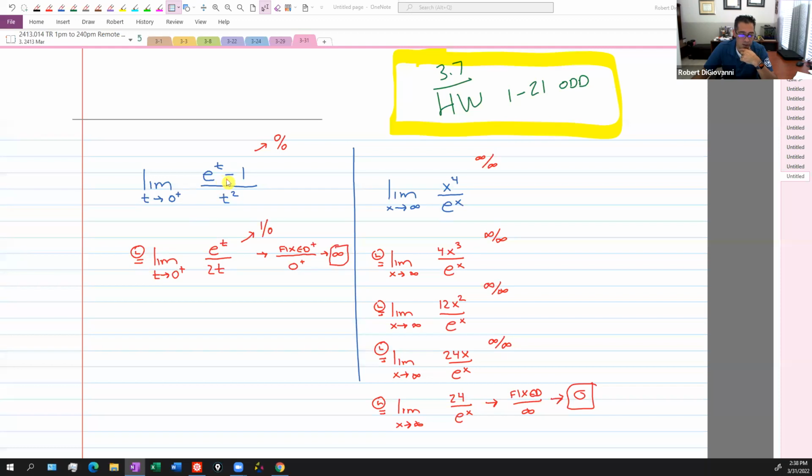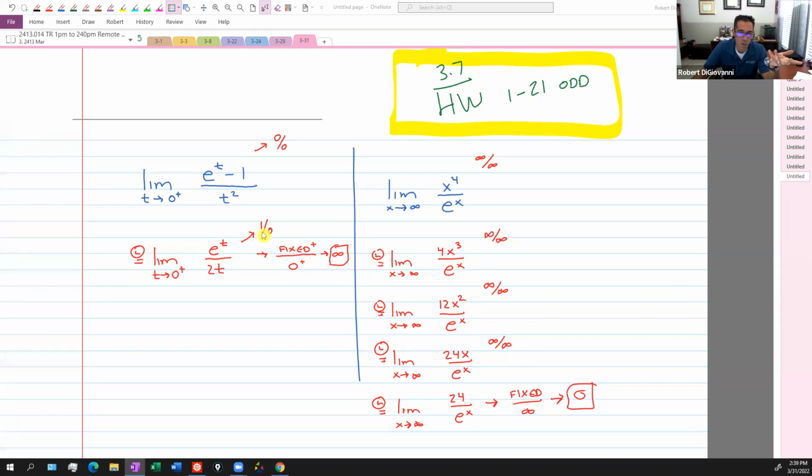So you do L'Hopital, you take the derivative of the top. The derivative of e to the t is itself. The derivative of 1 is 0. So you get e to the t on top. The derivative of t squared is 2t. Now, careful. Run the limit again. As t goes to 0, e to the 0 is 1, and 2 times 0 is 0. So you get 1 over 0. Can't use L'Hopital anymore because it's 1 over 0. It's not 0 over 0. It's not infinity over infinity.